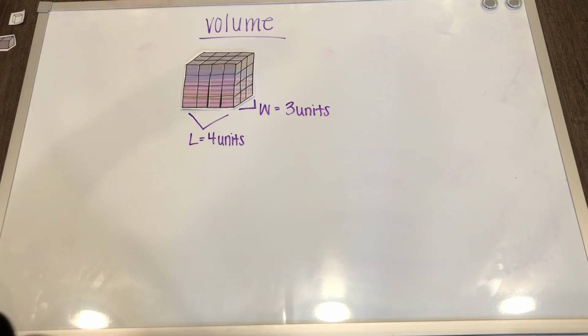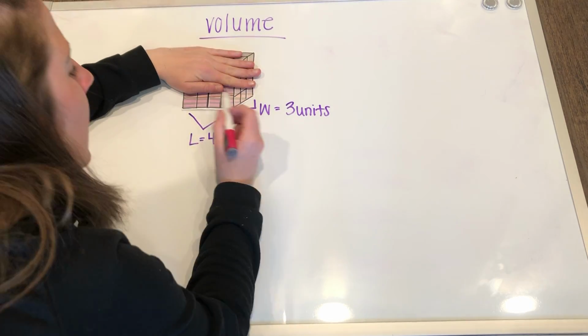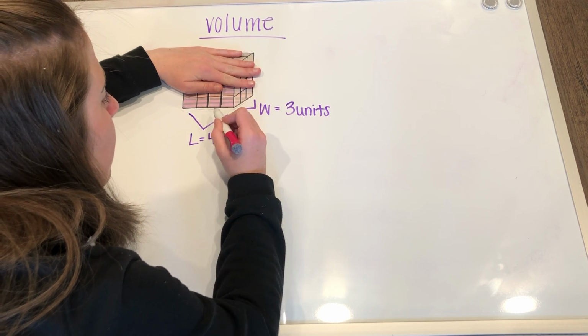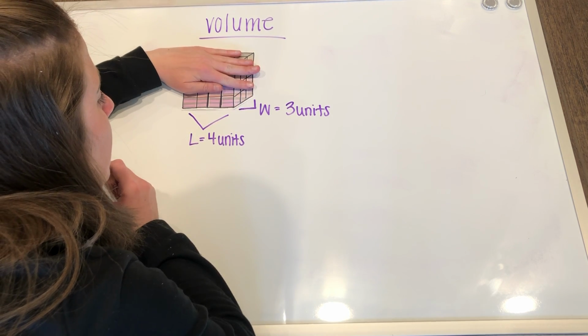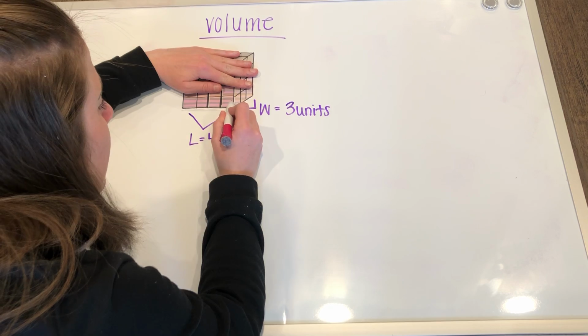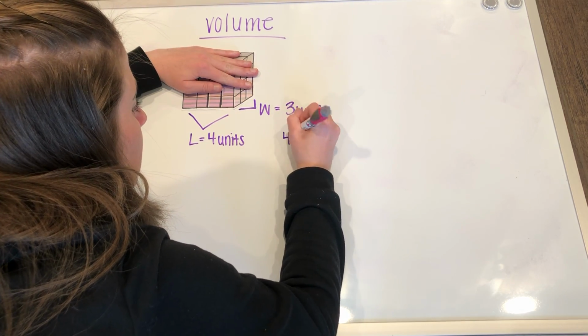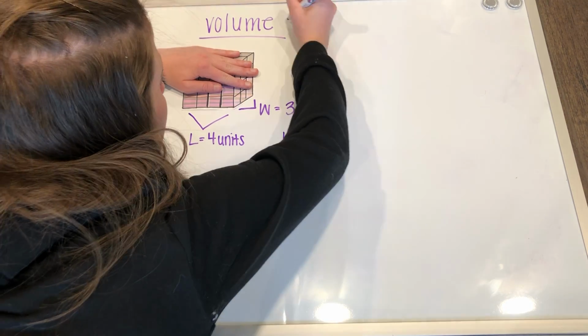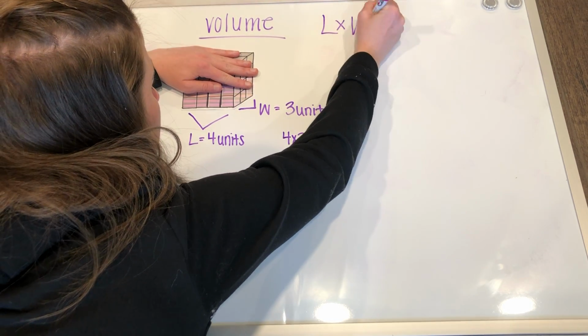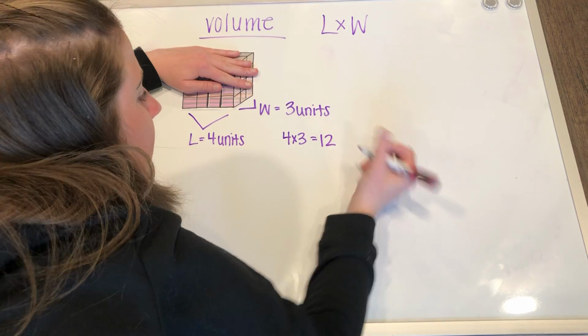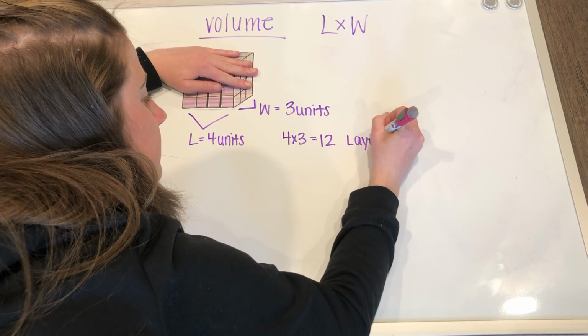So if we weren't even looking at this part, we could say, okay, how do we know how much is on one layer? Okay, so one layer would be 4 here and then 3 rows. So that's 4 times 3, or multiplying the length times the width. And we end up getting 12. So this is in layer 1.